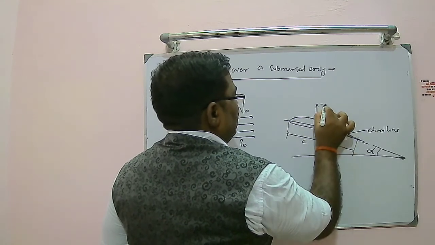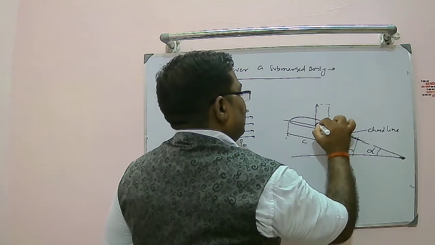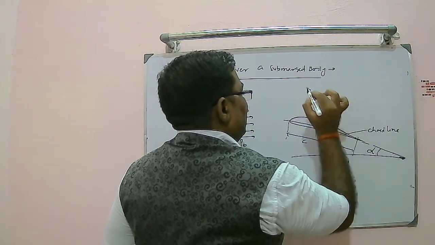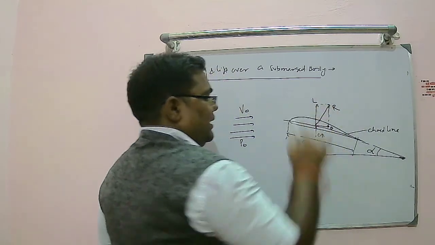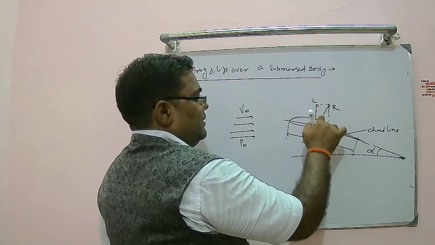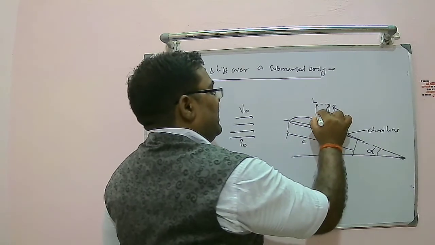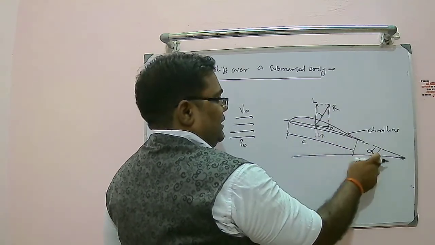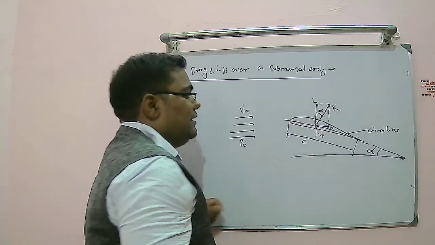A resultant of these two, if I take the resultant, this is known as the resultant aerodynamic force. This is lift. This is drag. Clear or not? This is lift. This is drag, and this is the angle. Usually this is alpha. This alpha angle is also present here.